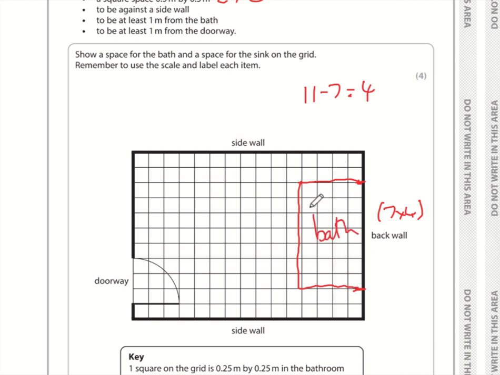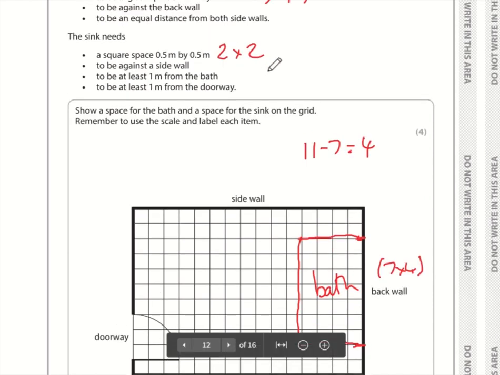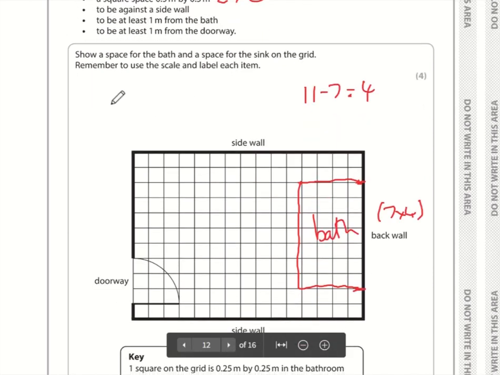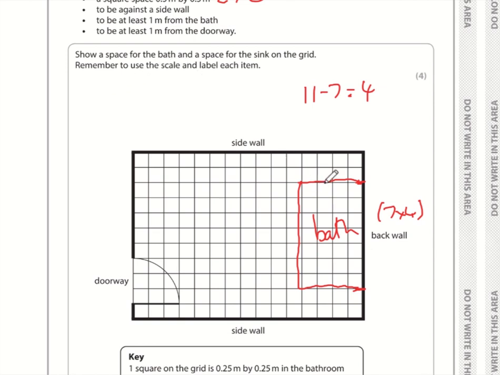And the sink needs to be against the side wall. And the sink is a 2 by 2. And it's got to be at least a metre away from the bath. So we said 1 metre was 4 squares. So it's got to be 4 squares away from the bath. So just make a note of that, 4 squares away. And 4 squares away from the doorway.